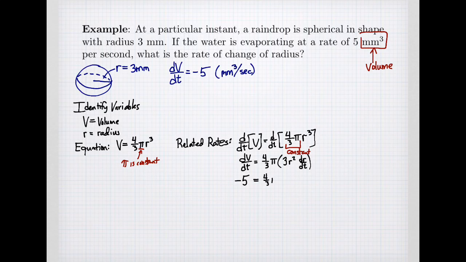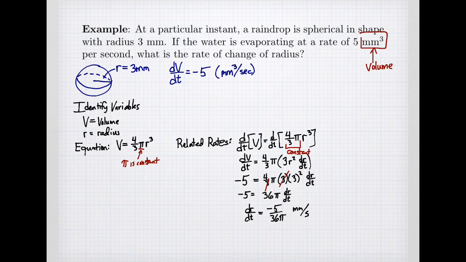We get -5 equals 4/3 pi times 3. My radius, I also know, is 3 millimeters, so I square 3 millimeters squared, and I'm left with dr/dt as an unknown. I don't know the rate of change of my radius. But I only have one unknown now. I can solve for the rate of change. Let's see, what can we simplify? The 3's cancel, and I get -5 equals 36 pi dr/dt, because that's 4 times 9. Divide both sides by 36 pi, and I find that the rate of change of my radius for my raindrop is -5 over 36 pi. And the units are millimeters per second.